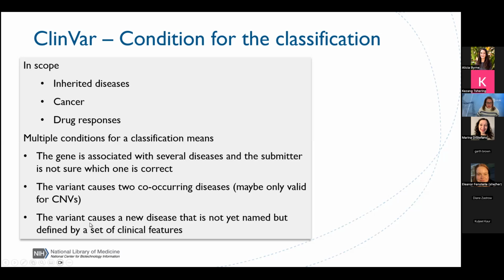And then finally, this case happens not so infrequently. So occasionally there's a variant that causes a new disease that's not yet named, but it's defined by a set of clinical features. So when that data gets submitted to ClinVar, the variant is submitted with multiple conditions, multiple clinical features. So that might look like multiple HPO IDs. So essentially, those features just define a single disease, but we don't have a single name for them. So it might look like they've classified the variant for several conditions, but it really represents a novel disease.